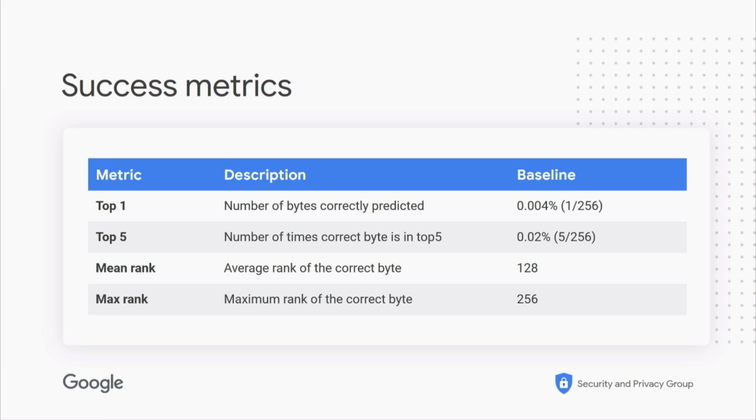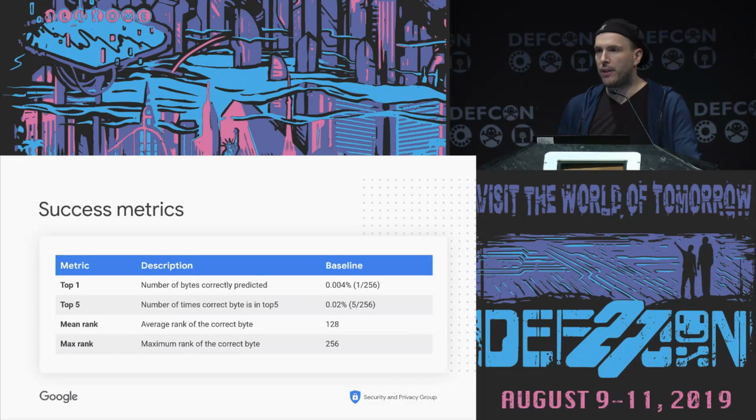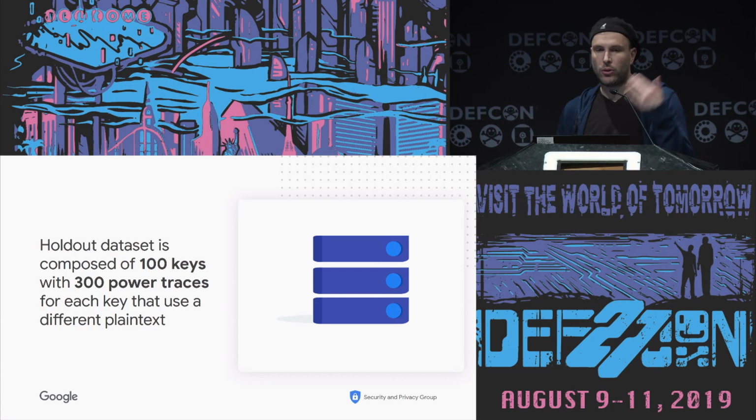Now, one thing we do, which is also very different, is we try to recover 100 keys. The reason to recover 100 keys is because we want to make sure we can recover a wide range of keys rather than one specific key, to make sure we generalize. So the holdout data set is made of 100 keys, and we use 300 power traces that we can accumulate and see how well we do.